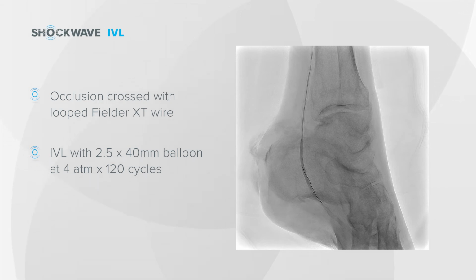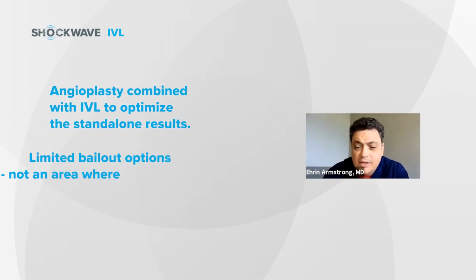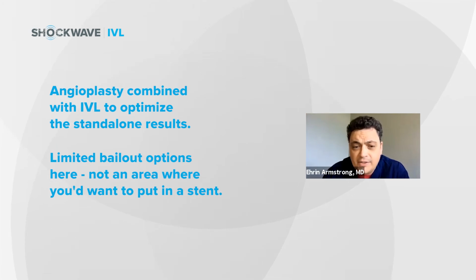I chose the 2.5 millimeter balloon because this looked like the vessel visually was approximately 2 to 2.5 millimeters in diameter, and I wanted to ensure good vessel wall apposition while delivering IVL. I chose to perform 120 cycles here in order to get a full 2 minutes of angioplasty combined with intravascular lithotripsy to optimize the standalone result of this vessel segment. Because the bailout options here are very, very limited, this is not an area where you'd want to put in a stent.